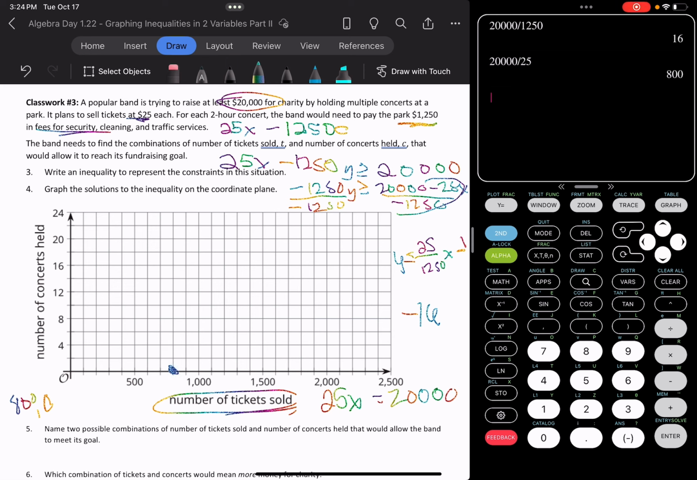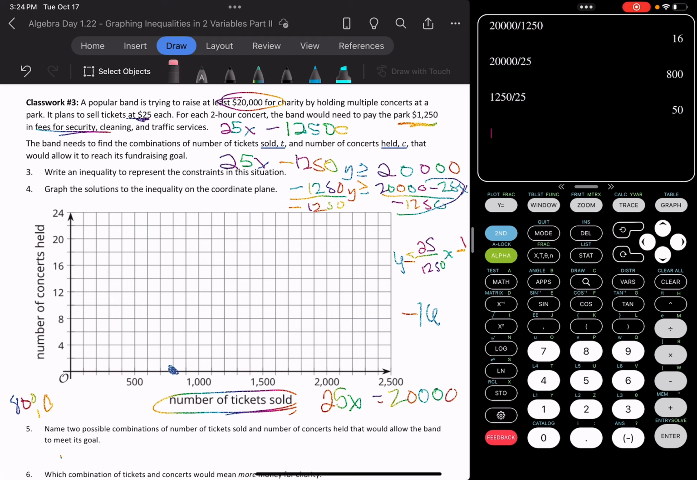So negative 16 would be somewhere down here, right? But we are starting here instead because our y-axis doesn't have a negative value shown. So then we're going up 25 over 1250. That's not the best slope to look at because it doesn't go up past 24. So let's look at what that is. 1250 divided by 25 is 50.